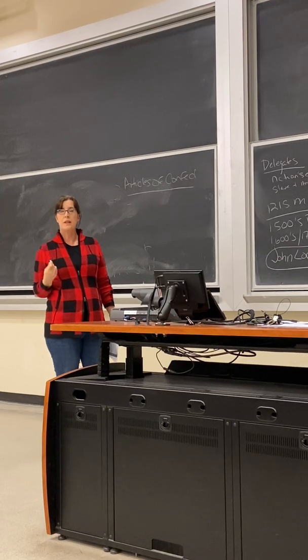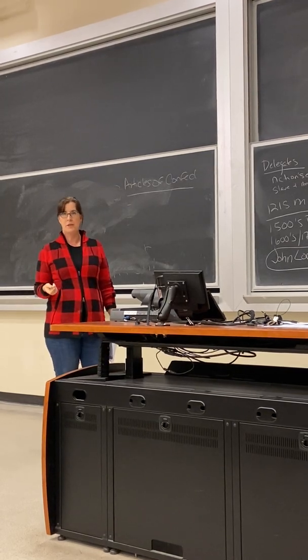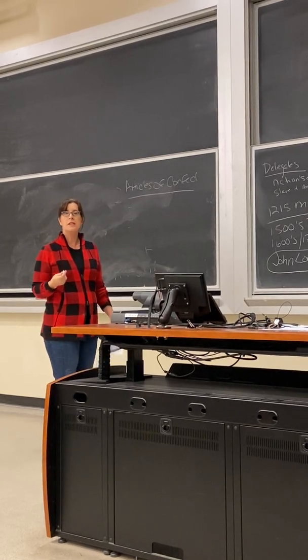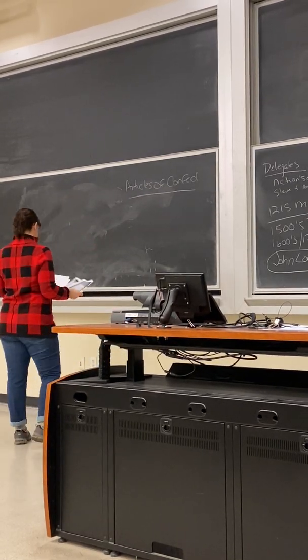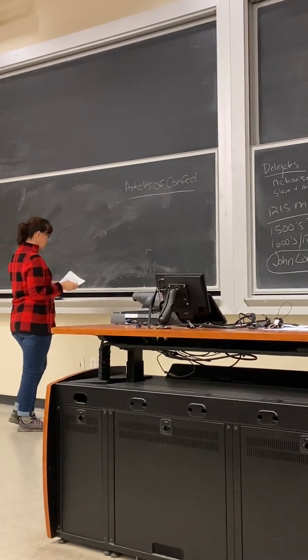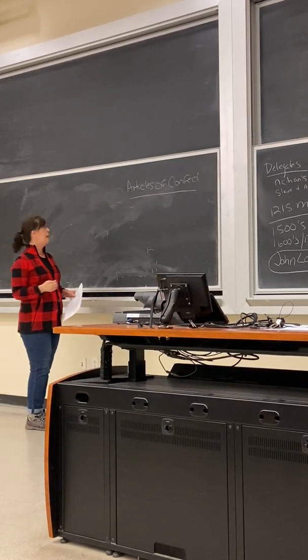So let me kind of go back and explain to you what is a confederacy. These are the Articles of the Confederation. So a confederacy is a form of government. I'll have this definition for you. It's a government in which the local units hold the power.